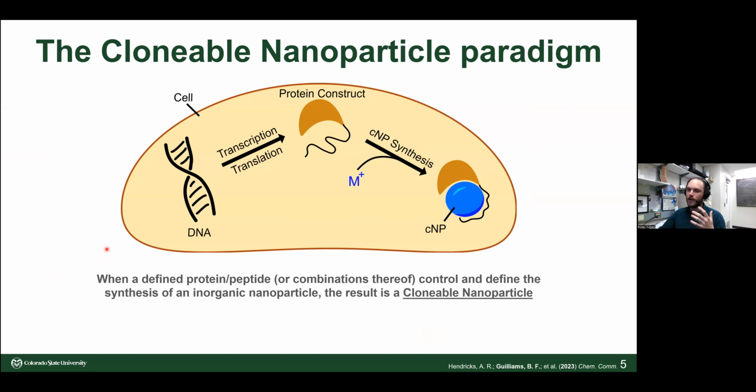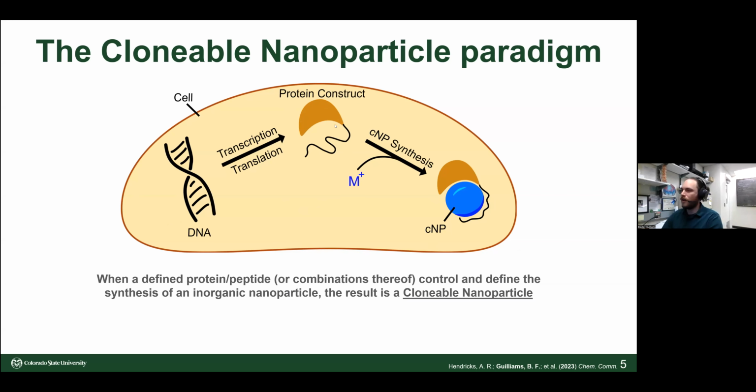This is our proposed solution, or one proposed solution, to the grand challenge in biology. With this paradigm, we have a nanoparticle whose growth, synthesis, and properties are defined by some protein or protein peptide construct. And of course, this protein construct goes back to the DNA. We can clone and have control of the DNA, and therefore we can control the properties of the nanoparticle in different systems that we put this protein into.